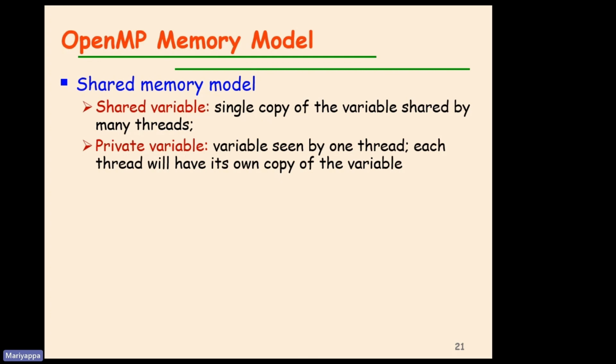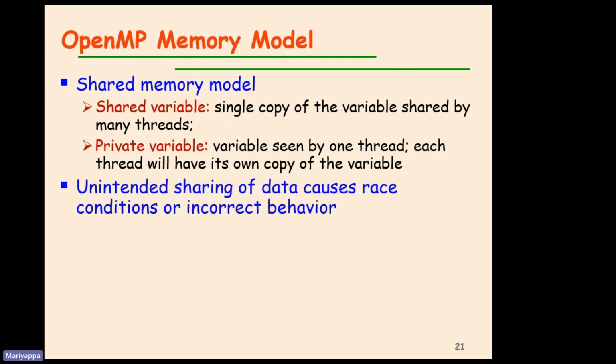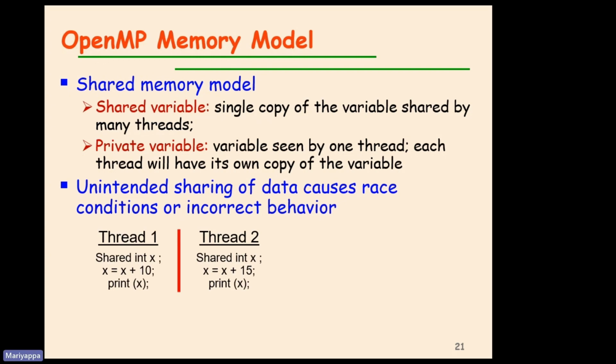When you do modification to the shared variables, it will be seen by the other threads. And if two of them are trying to update them at the same time, there has to be some synchronization that is required. Okay, so unintended sharing of these shared variables, with an uncontrolled way of sharing them, might cause a problem. Why do I say that? Let's take a small example.